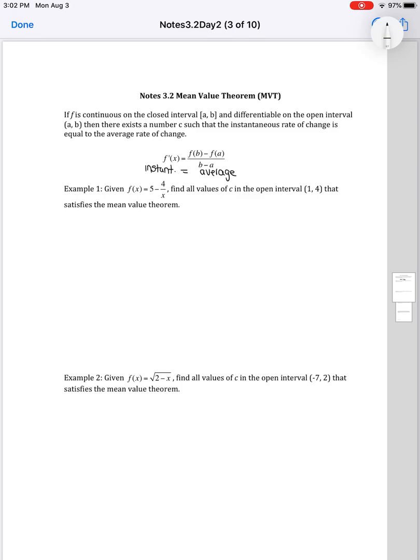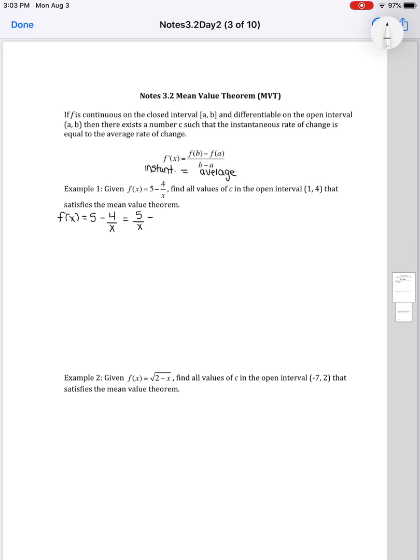Okay, but step number 1 is you have to make sure that you check if it's continuous or not. Don't give yourself more work. So the first example says, given f of x equals 5 minus 4 over x, find all values of c in the open interval 1 to 4 that satisfy the mean value theorem. Okay, so step 1, we're going to check for continuity.